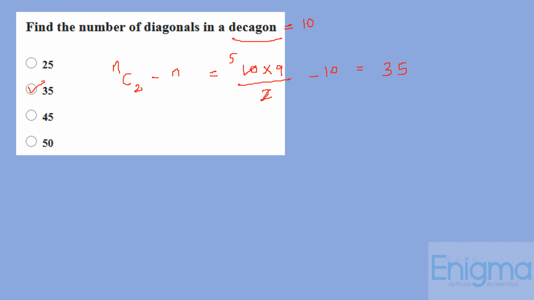Now another formula which you can use is n into n minus 3 upon 2. So 10 into 7 upon 2. By this formula as well, you get the answer as 35.